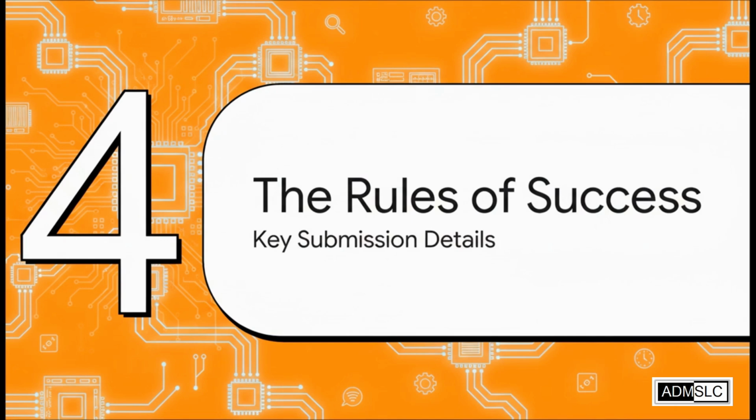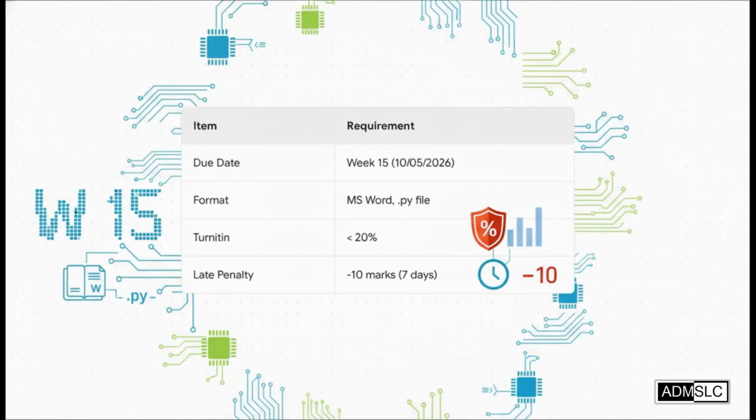All right, let's talk about the rules of the game. This is the stuff you absolutely cannot afford to get wrong. Paying attention to these details ensures all your hard work actually counts. Okay, screenshot this, write it down, do whatever you need to do. The due date is week 15. The format is simple, MS Word for your written parts and a .py file for your script. Your Turnitin score must be under 20%. That's a big one. And be aware there is a late penalty of 10 marks if you're within that first 7-day window. Don't let these simple things trip you up.